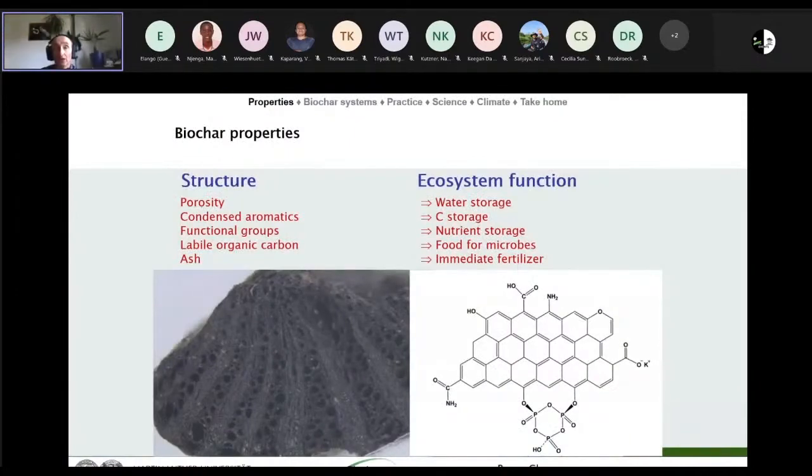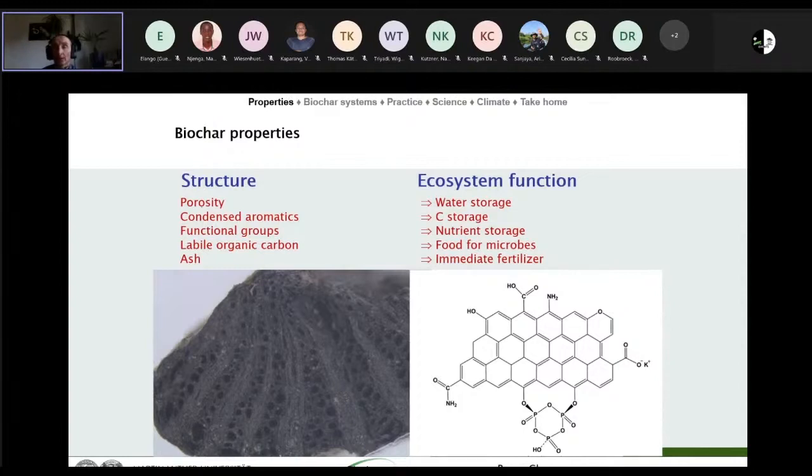So what is biochar? It's actually charcoal, but its main purpose is improving soil properties. From a chemical point of view, we can differentiate between a physical and a chemical structure. The physical structure has some porosity, which is good for soil water and air storage or aeration. From a chemical point of view, we have these condensed aromatic moieties, which give biochar a black color and which are very stable, so it's good for carbon sequestration. We also have functional groups at the edges, which can adhere soil nutrients.